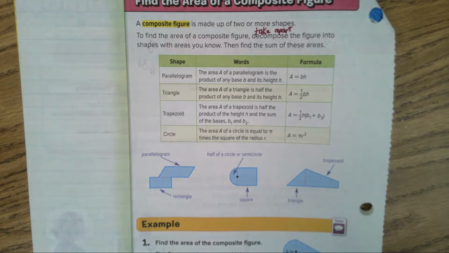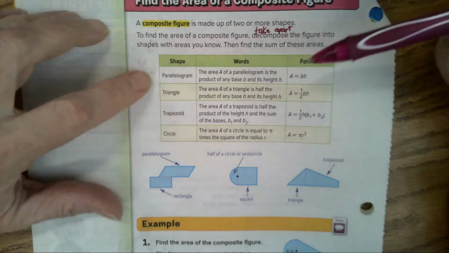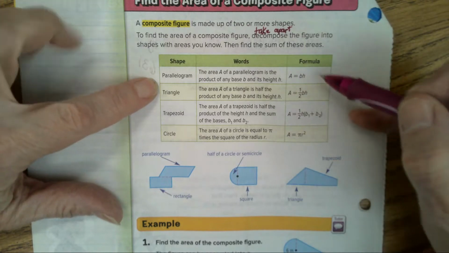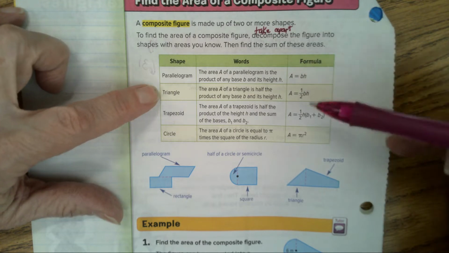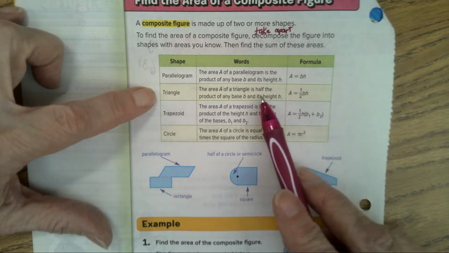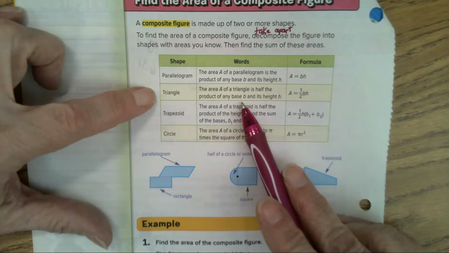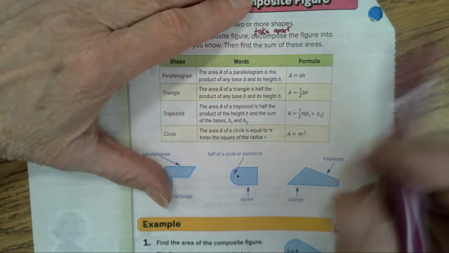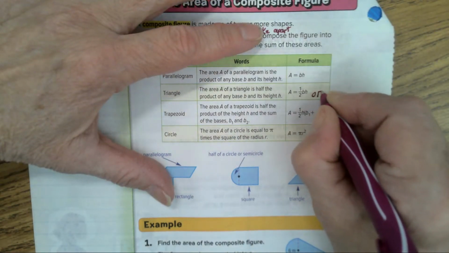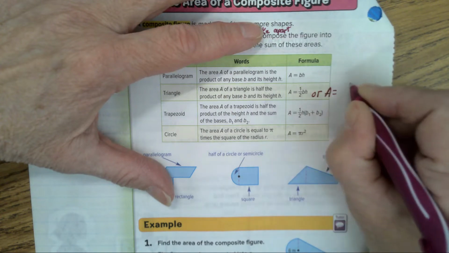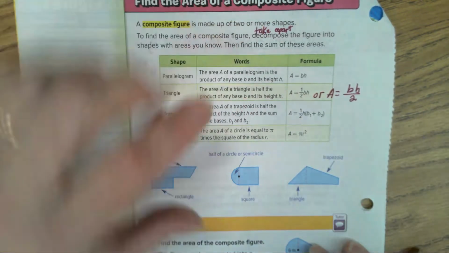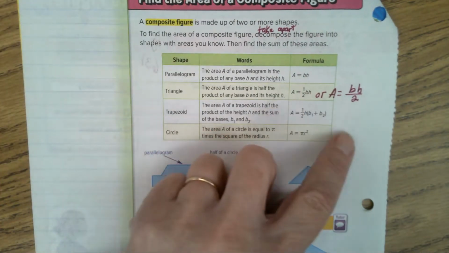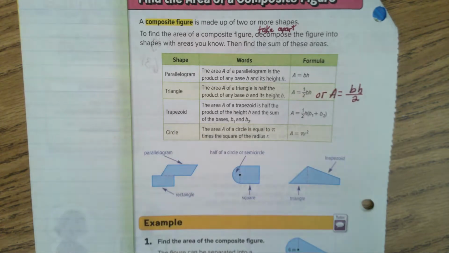Now, this little handy-dandy chart tells you the formula for the parallelogram. The area of a parallelogram is the product of any base and its height. The area of a triangle is half the product of any base and its height. Kids, I like this formula better, so let's put or: area equals base times height divided by 2. That's the same thing as this, but it's just easier to do when you're solving an equation for an unknown. It's just easier that way.